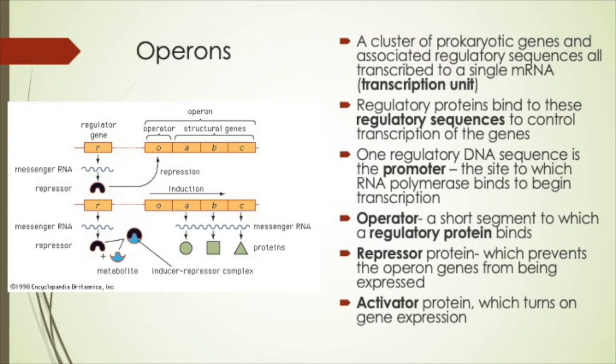In prokaryotic genes, or in prokaryotic DNA, they use operons. This is a cluster of prokaryotic genes and associated regulatory sequences, all transcribed into a single mRNA. This is a transcriptional unit, all in an operon. Regulatory proteins bind to these regulatory sequences.